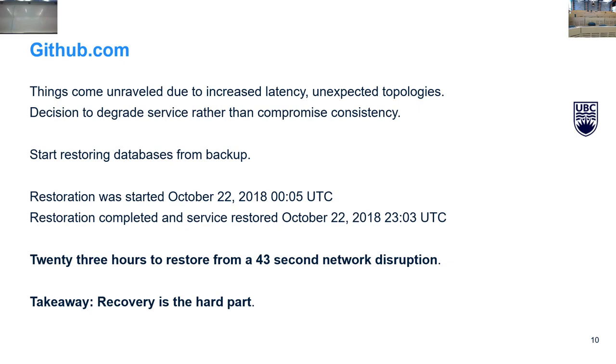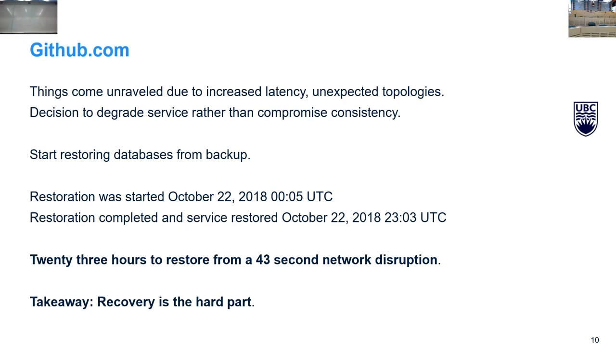This was a manual decision. This was no longer an automated decision. And they start restoring databases from backup because they're kind of screwed. You've got databases that are no longer in sync. Your distributed systems protocol, as fancy as it is, has now failed you. And what do? You go reach for your backups. That's when you know things are bad. That's when you know that something is actually broken.